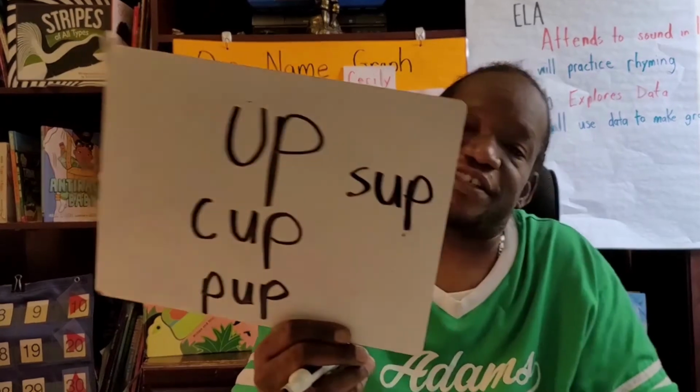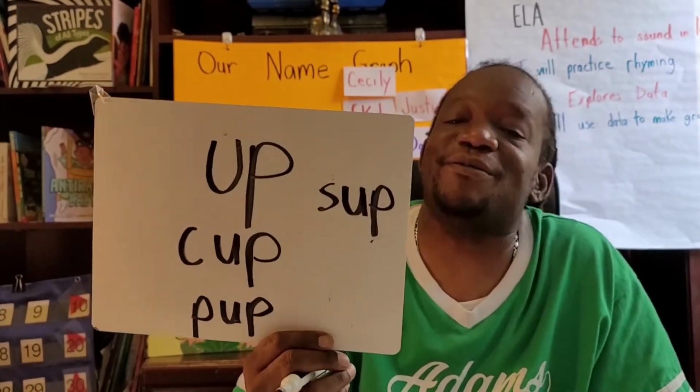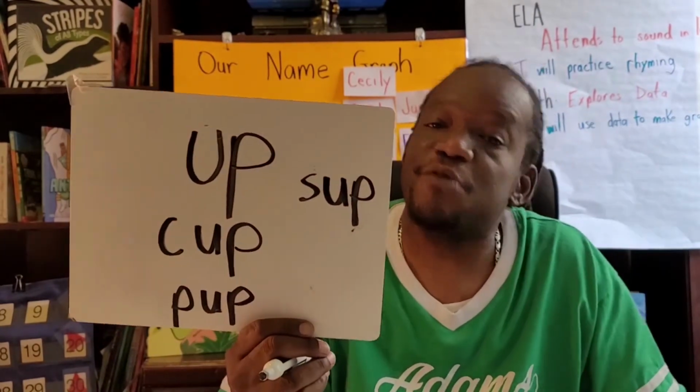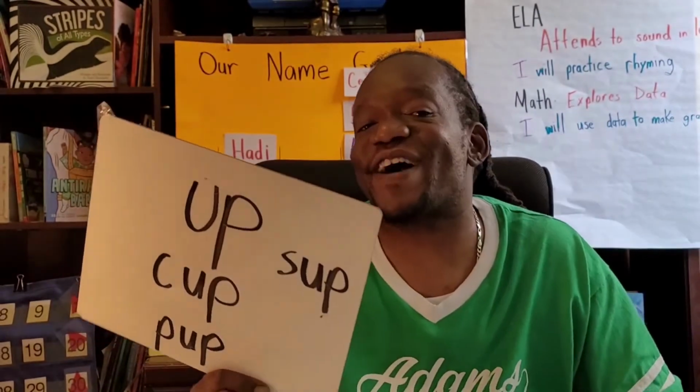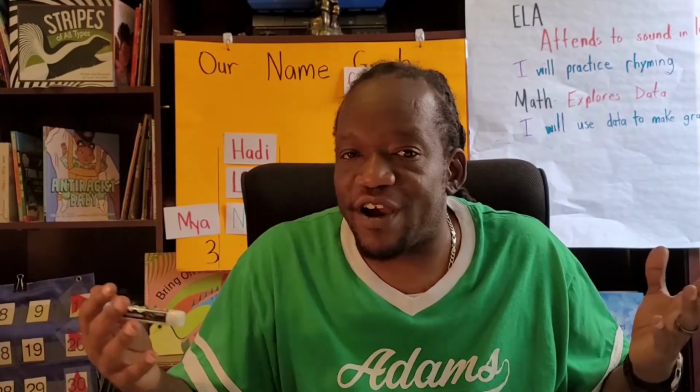Oh, somebody said this. S. Sup. Sup is short for like what's up, right? Which is a slang word. What's up? Sup. How y'all doing? But boys and girls, we can say sup. We can say tup. Tup is a nonsense word. We can say rup. We can say zup. Some nonsense words, but they all rhyme.